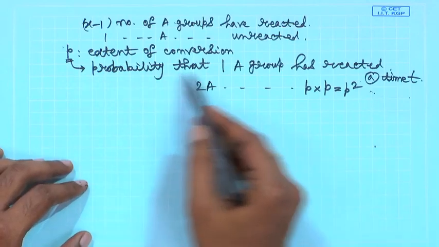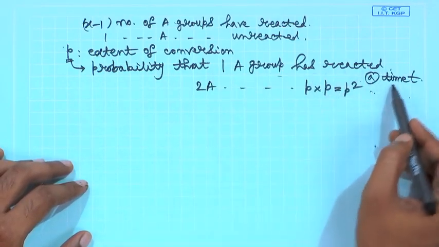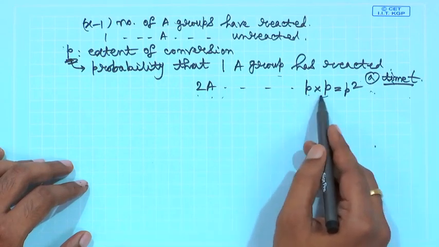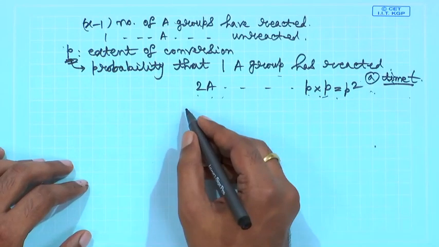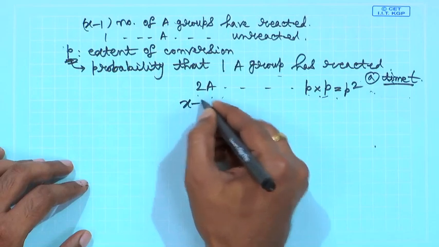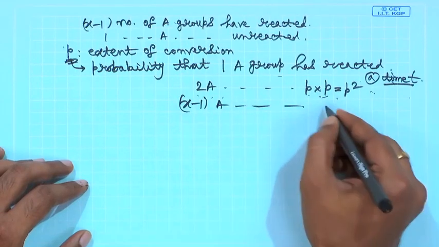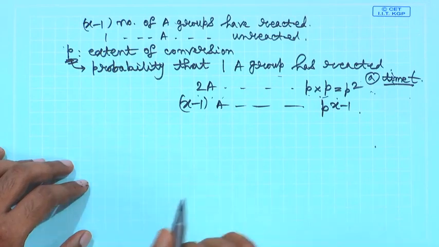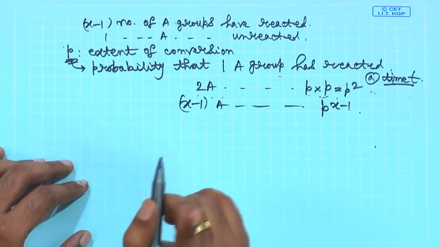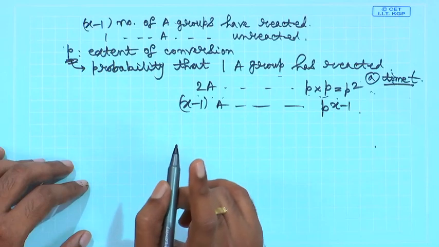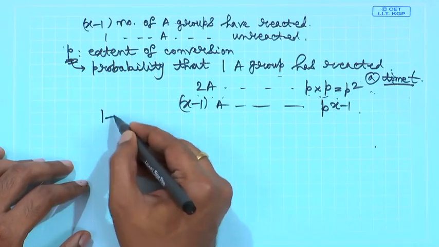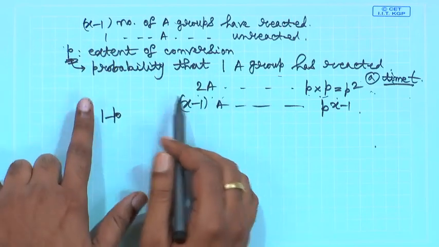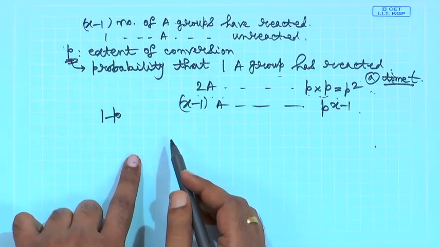So, the probability that 1 A group has reacted at time t is P. The probability that 2 A groups will react is P into P, which is P square. The probability that x minus 1 A groups have reacted is P to the power x minus 1, but 1 A group has not reacted. What is the probability that 1 A group does not react? That is 1 minus P, because the probability that 1 A group reacts is P.